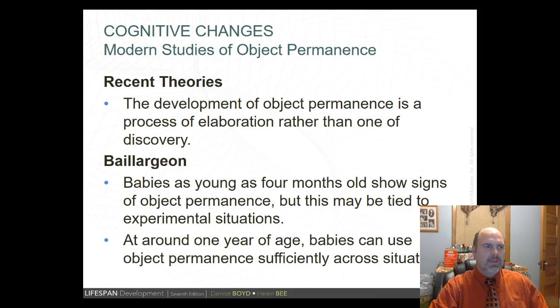Recent theories. Now, you're going to love this name. We're looking at development of object permanence as a process of elaboration, rather than one of discovery. And this has come from Renee Baillargeon and others. They use the possible and impossible events of habituation methods to study object permanence.